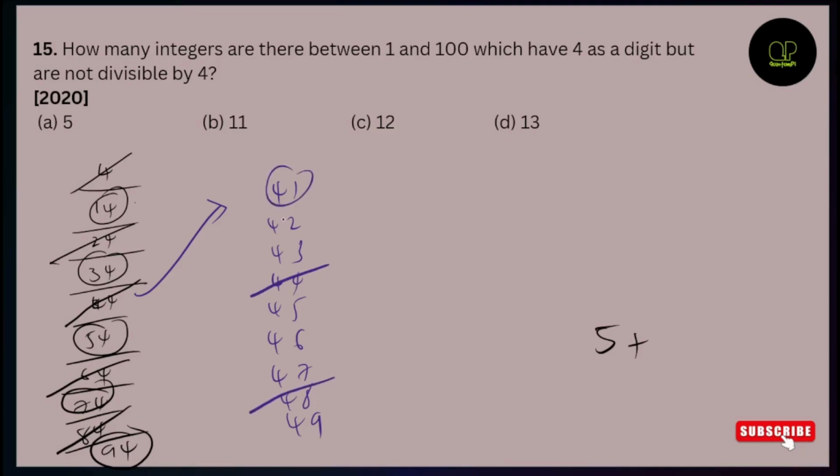How many are not divisible? 1, 2, 3, 4, 5, 6, 7. So 5 plus 7. So your answer should be 12 numbers, right? This is a very simple question.